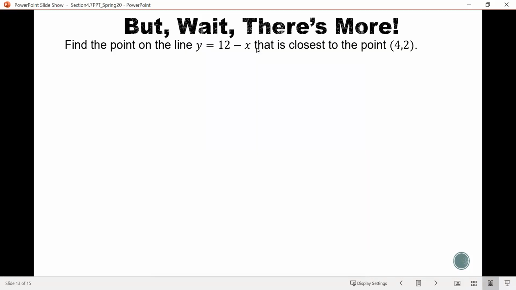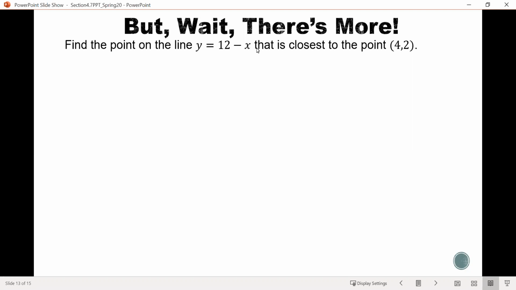Okay, so let's look at this problem. And again, this is one of those that is stated in one line, but can take a little bit of time to figure out. So what we're looking to do here is find the point on the line y equals 12 minus x that is closest to the point (4, 2). Holy buckets. What the hay is going on here?